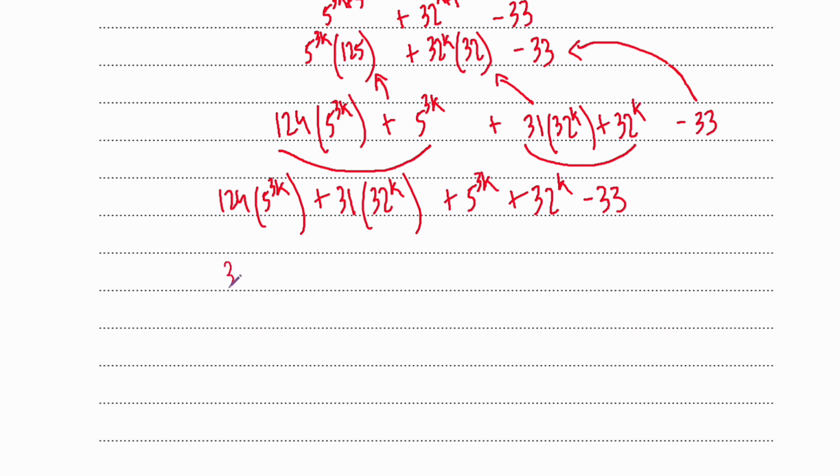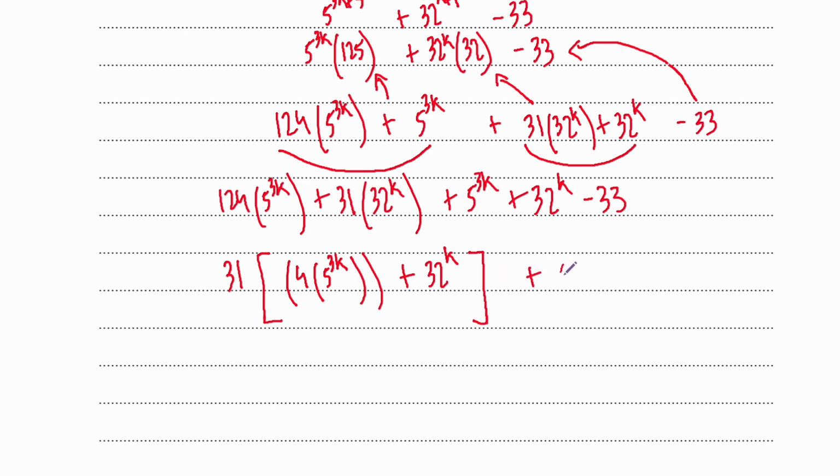I can factorize this as 31 and then big brackets. Now 31 times 4 is 124, right? So I have 4 and then I have 5 to the power 3k inside here. Okay, I have that plus just 32 to the power k. Because look, I have 31 times 32 to the power k. And here I have 124 times 5 to the power 3k, so I have 31 times 4 is 124 times 5 to the power 3k. So I'm going to close those big brackets.